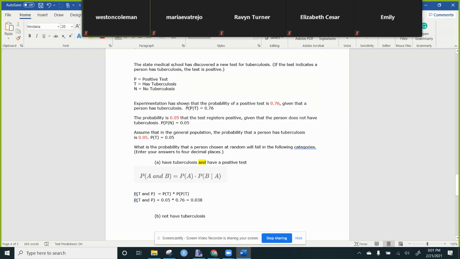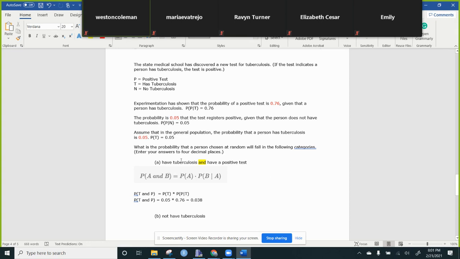The probability is 0.05 that the test registers positive, given that the person does not have tuberculosis. So then I did P(P|N) = 0.05. So assume that in the general population, the probability that a person has tuberculosis is 0.05, so I did P(T). All right, so there are things I have to answer.